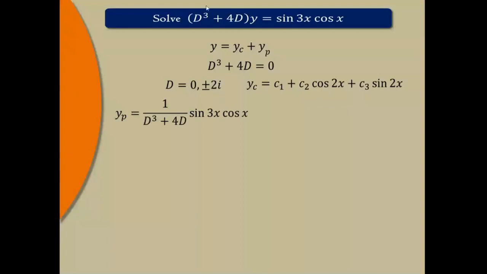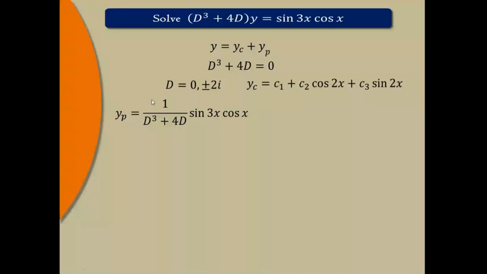So yp will be, taking all this term to the other side, 1 upon D cube plus 4D, sine 3x into cos x. Just now we discussed the formula for sine ax plus b or cos ax plus b, where a single sine or single cos is there. But here we have sine 3x into cos x, a product of two terms. We have not taken any shortcut formula for a product in the shortcut method, so we have to simplify this term.